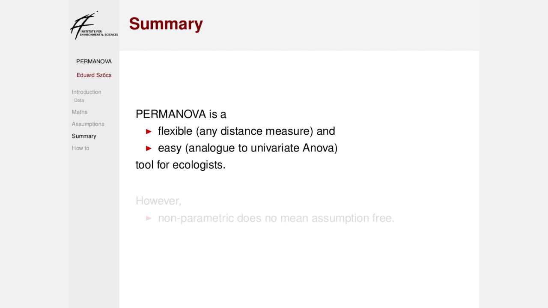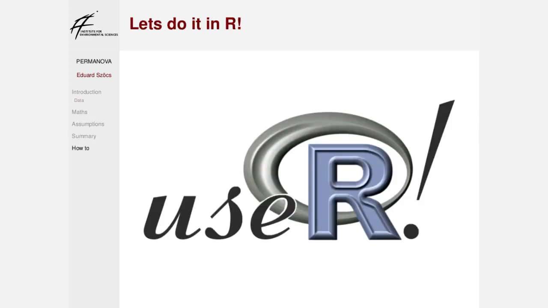So to sum it up, we can use PERMANOVA to test differences in community compositions. It's a very flexible approach. We can use any distance measure that we want, not only Bray-Curtis, we can also use chord distances or whatever fits our data. It's really easy to get, the maths are easy. It's completely analogous to ANOVA. But keep in mind that non-parametric does not mean assumption-free. This is also true for the univariate cases. Yeah, that's the theoretic part. Let's do it in R.